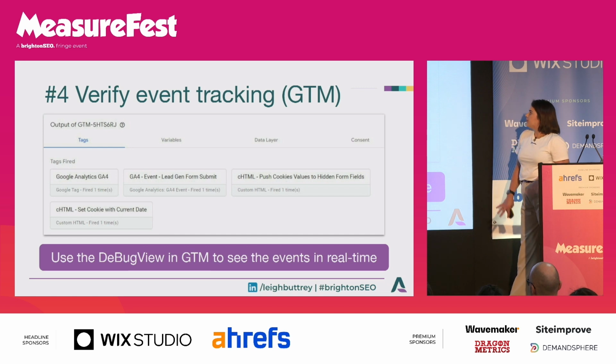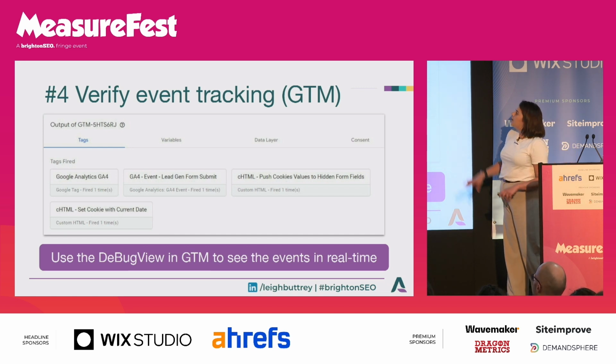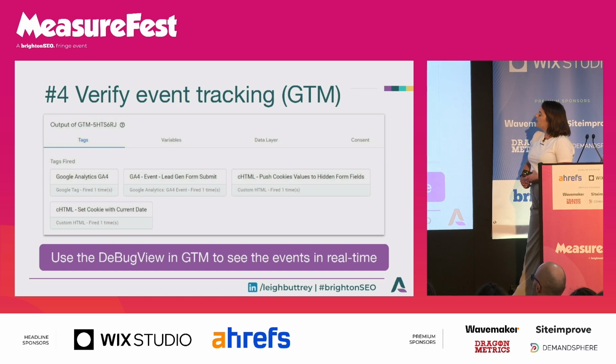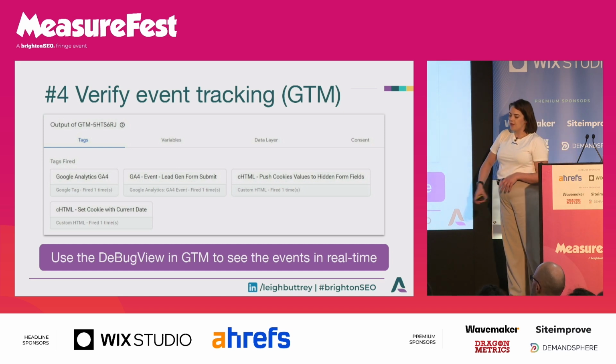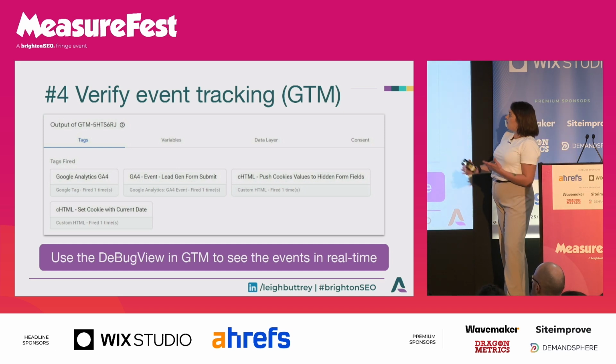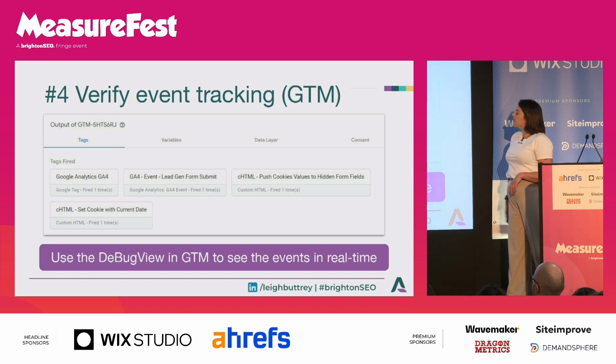The next thing you want to do is, once you've set up all these events, before you hit the publish the container button, you're going to want to verify all your event tracking is working. So head over to the preview mode and start looking through the website and look at all those events and make sure they're tracking perfectly in Google Tag Manager before you hit publish.